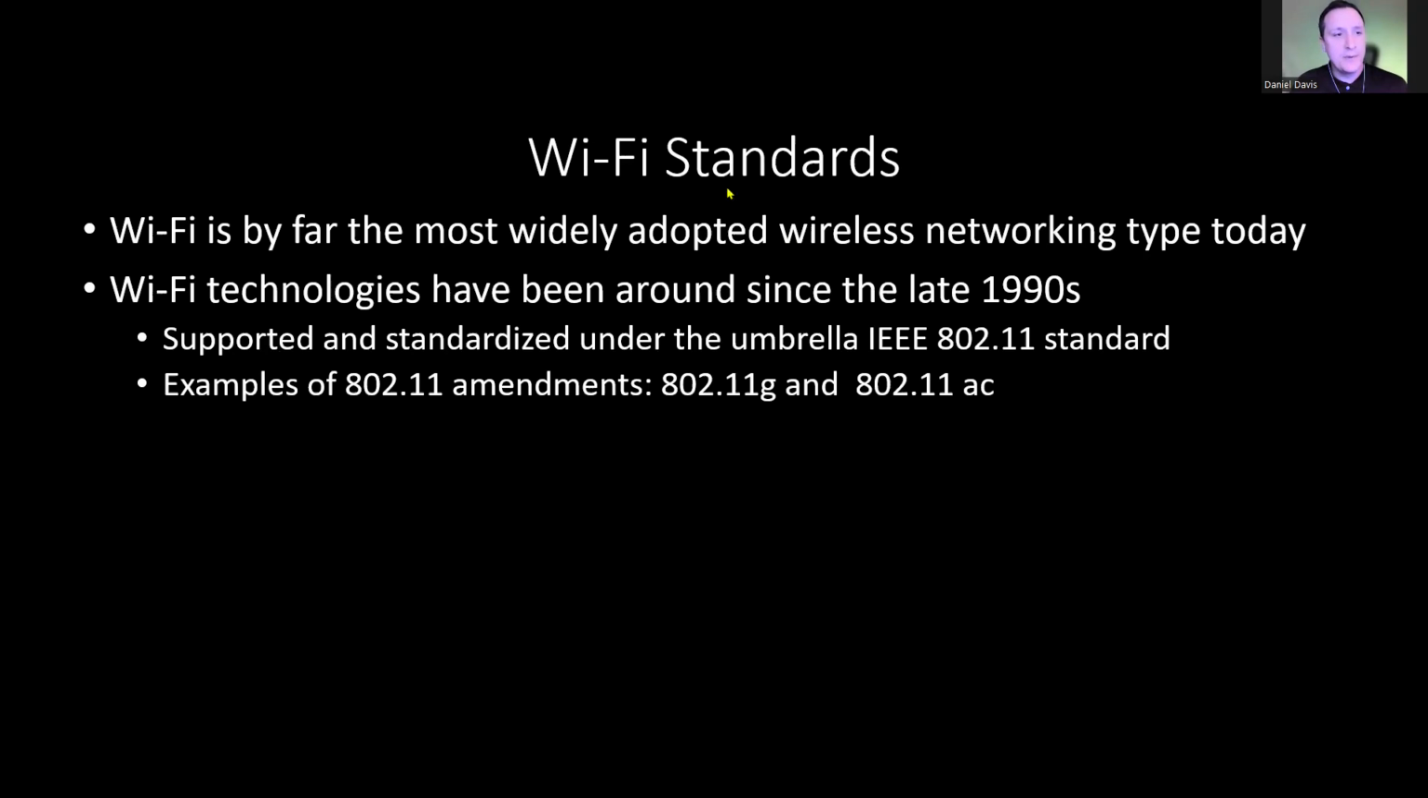Wi-Fi standards. As we mentioned before, Wi-Fi is by far the most widely adopted wireless networking type today. It's been around since the late 1990s. IEEE 802.11 is the standard that covers Wi-Fi. There's a bunch of subcategories for it, like 802.11g, 802.11ac, 802.11ax. There's a whole bunch of these different subcategories. We're going to talk about some of that today.